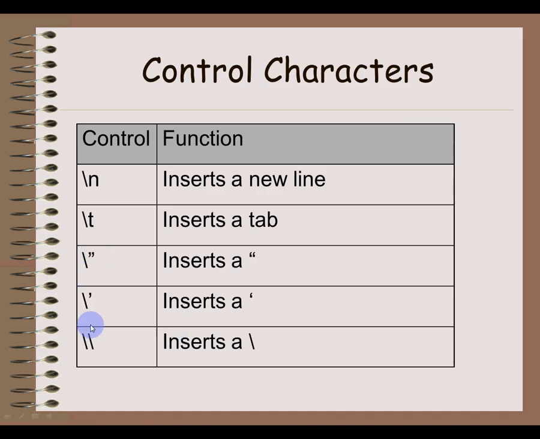If I want to print a backslash, I have to do two backslashes. So I know that I want a special character backslash of the backslash. Otherwise, it assumes that this backslash is representing one of these control characters. So to print a backslash, I need to have two separate backslashes.